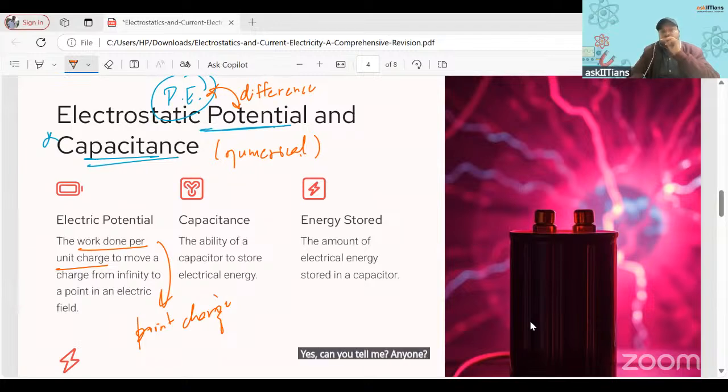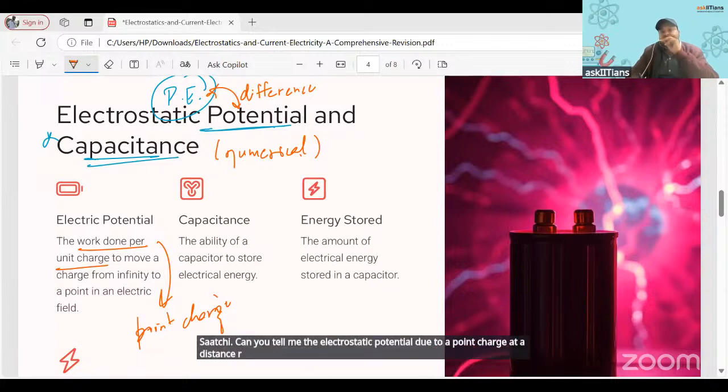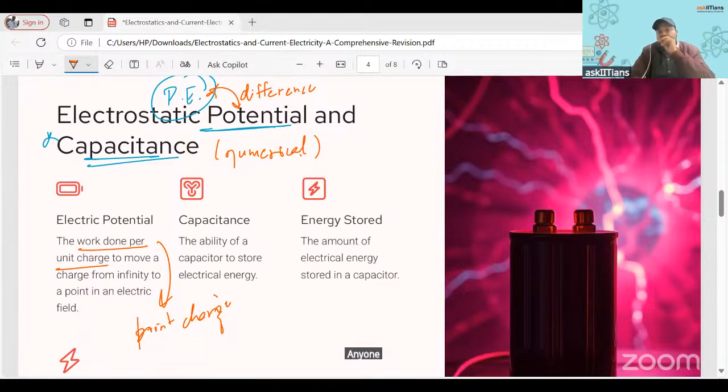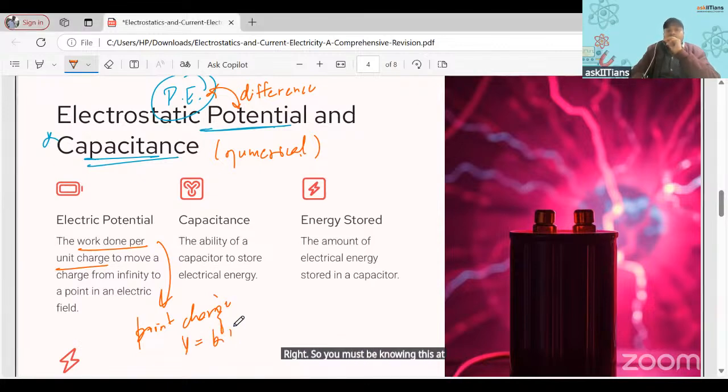Anyone? Mohammed, Ruhika, Sachi. Can you tell me the electrostatic potential due to a point charge at a distance r? Anyone? Good, Ruhika. It's kq by r. Great. You must be knowing this at this point of time. It is kq by r.